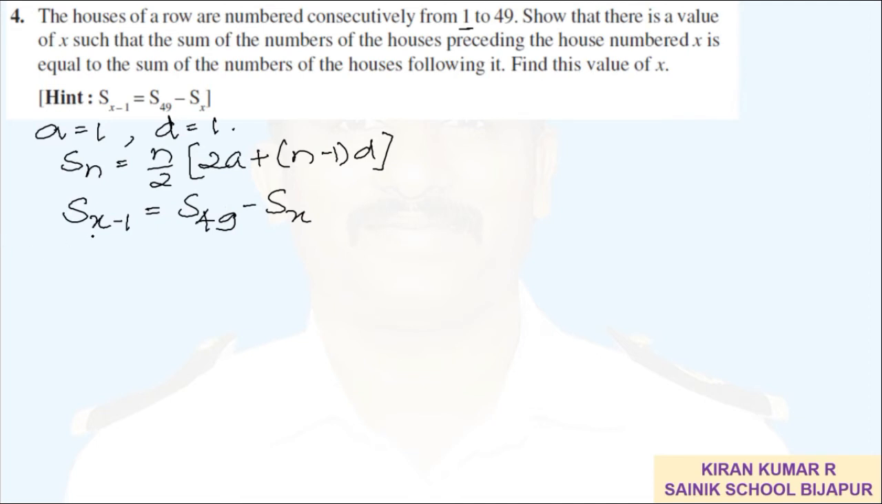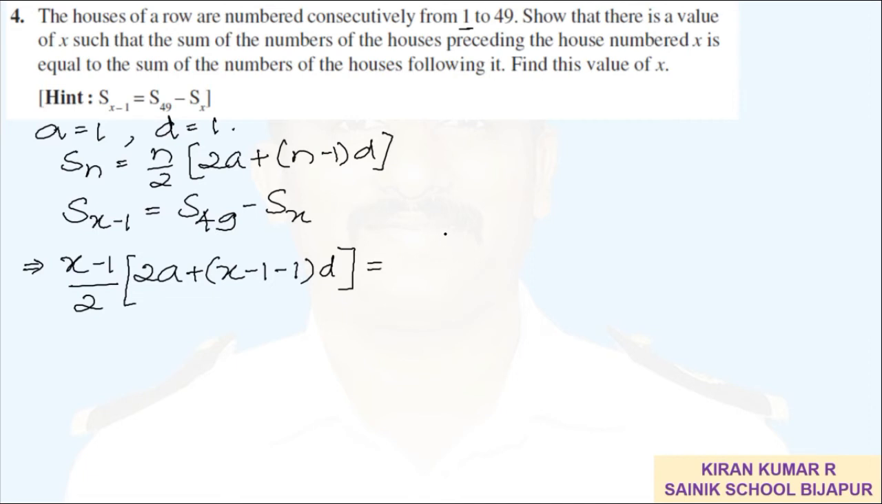What will be x minus 1? It will be x minus 1 upon 2 multiplied to 2a plus x minus 1 times of d. I am just substituting n value as x minus 1.